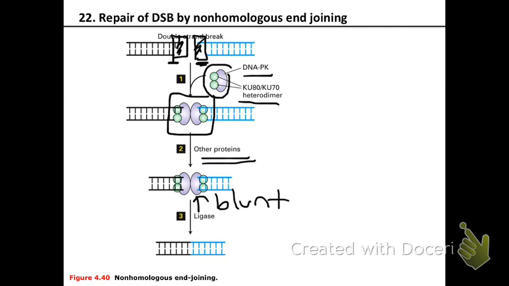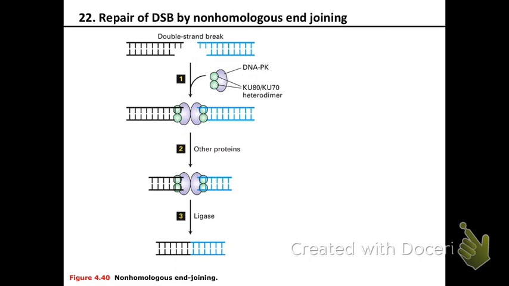So you have two DNA with blunt ends, and then it's going to bring DNA ligase that's going to join it. What kind of mutation is this process going to cause? A small deletion, right? A few nucleotides are going to be deleted here because of this. Non-homologous end joining is particularly bad.